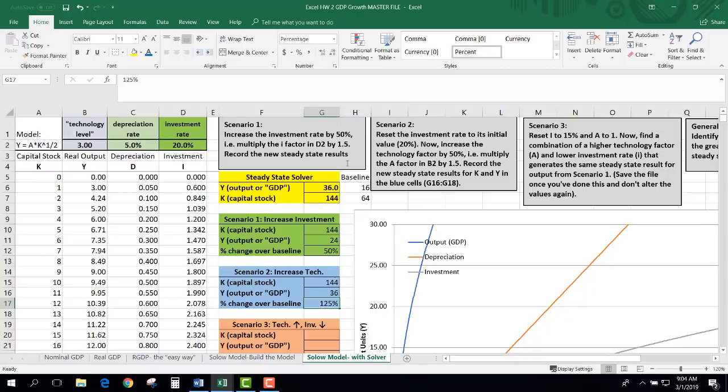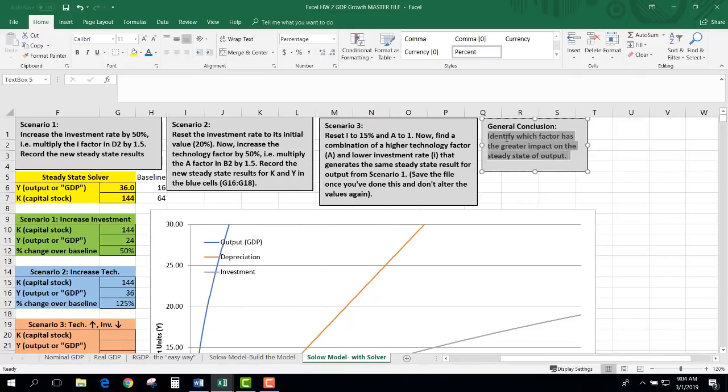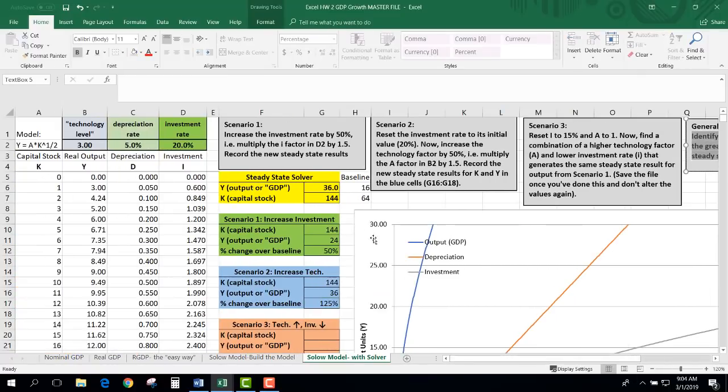Okay, so my basic conclusion then, and in the homework I'll ask you, say which factor has a greater impact on the steady state of output, investment or technology? Well, I had a 50% increase in investment. I got a 50% increase in output. With a similar 50% increase in technology, I get a whopping 125% increase in output, right? So technology is the bigger factor. That's the main lesson here from the model. Well, that's one of the main lessons, a few other lessons.